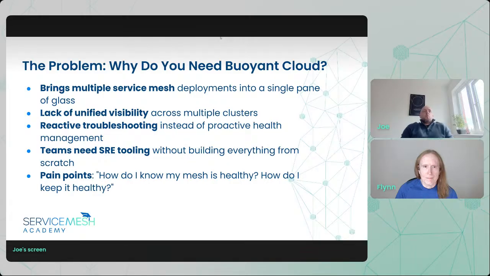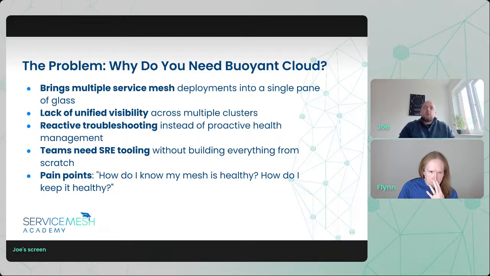Okay, so the problem: why do teams need Buoyant Cloud? Well, the first big point that I find myself talking to customers about a lot, and not just customers, but folks in the community that are trying to work out how they should run their observability stack, is I think we're going through a transition at the moment between having a small number of very protected and valuable Kubernetes clusters to having many clusters. I'm seeing lots of larger organizations start to say to their development squads or different domains, okay, well, you can have a cluster, you can have a cluster.